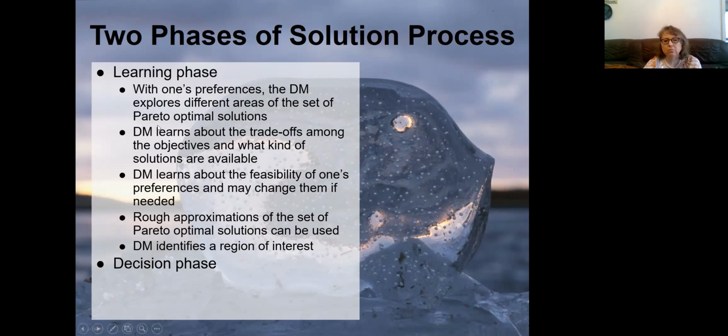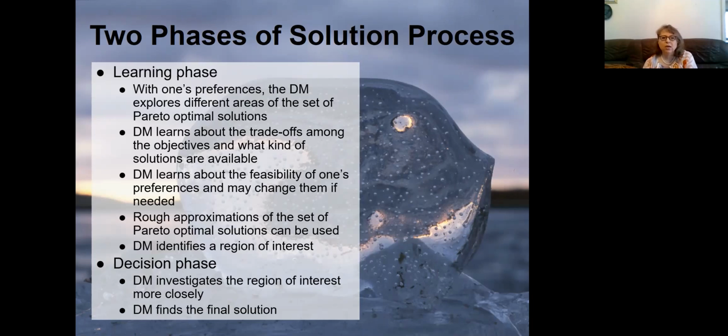and then a decision phase, which is not anymore a searching in terms of very different solutions, but converging in that region of interest that was identified towards the end of the learning phase. And in that way, the decision maker eventually identifies the final solution in the region of interest. Of course, if some more learning still takes place here, one can always get back to the learning phase and start making more radical changes in preferences if one so desires.